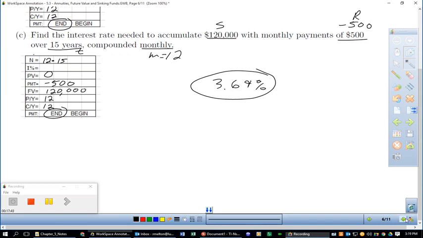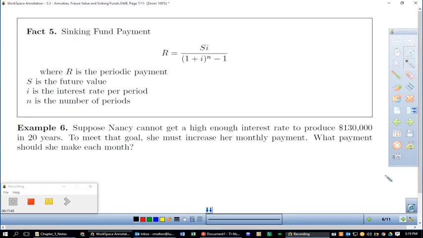Okay, next we have sinking fund payments. If we didn't know the payment, there's a specific formula for that. It's this one: R equals S times I over 1 plus I to the n minus 1. If we know everything else and we just want to know the payment, this is a good thing to use. In fact, we're going to use this with amortization in another section. So suppose Nancy cannot get a high enough interest rate to produce $130,000 in 20 years. To meet that goal, she must increase her monthly payment. What payment should she make each month?